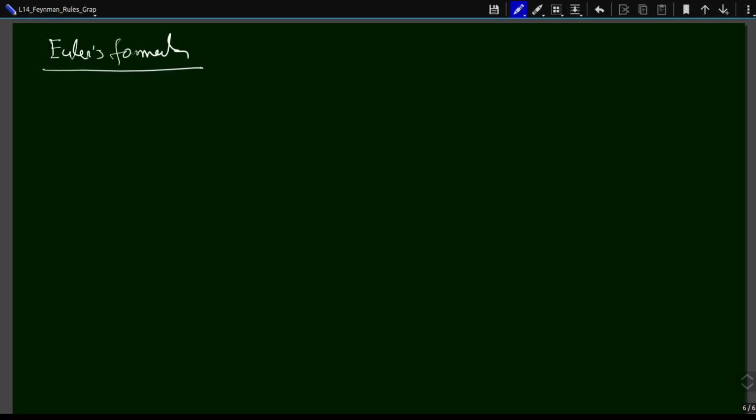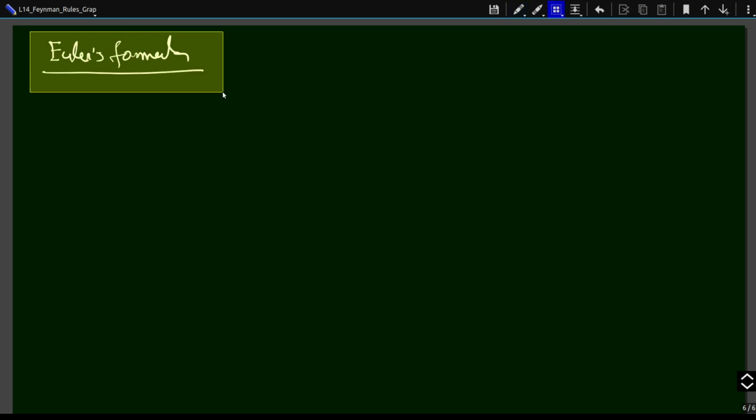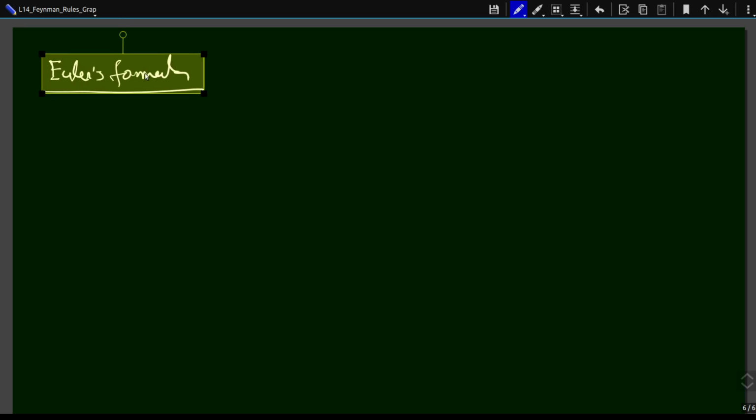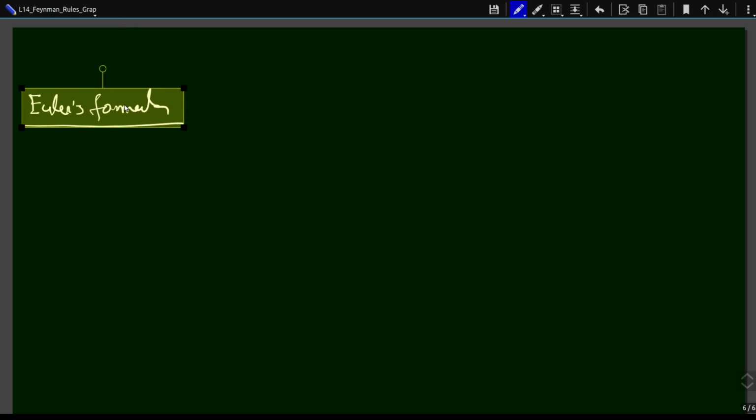If you go by the name Euler formula, I am not sure you will get this. So first of all, before I go to Euler's formula, I define something. And again, when I say Euler's formula, it is what I am calling it. The formula's actual name I don't know. So, tree graph.